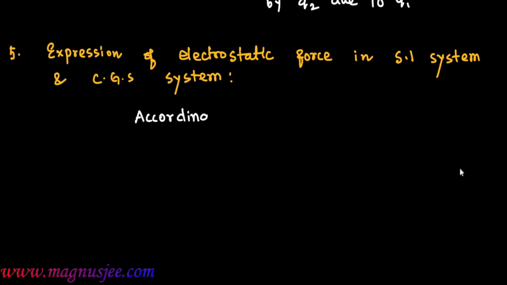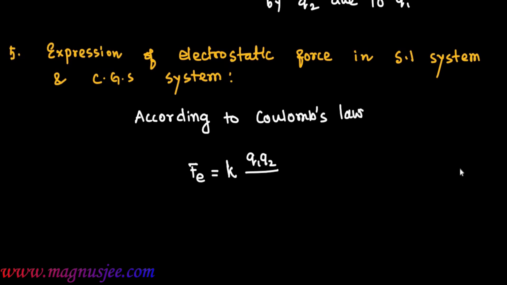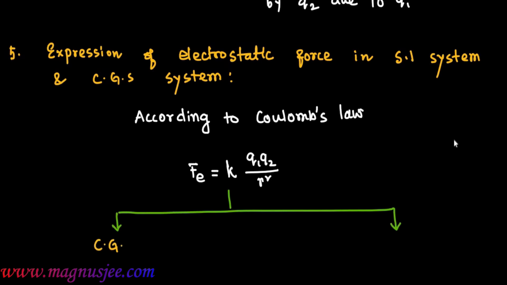According to Coulomb's law, the electrostatic force acting between two point charges Q1 and Q2 is given by Fe equal k Q1 Q2 by r square, where small k is the electrostatic force constant. So we have to write down the expression of electrostatic force in CGS system and in SI system.